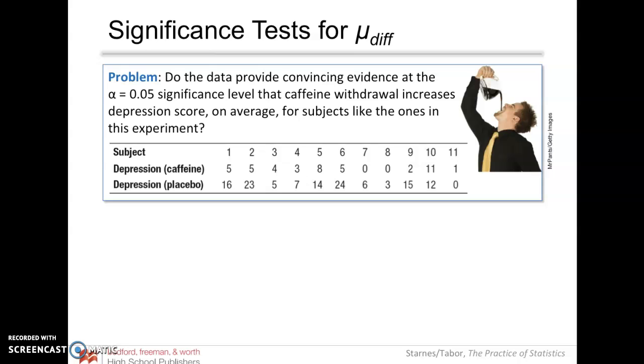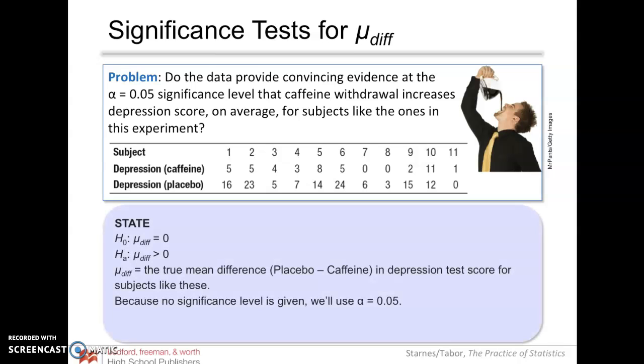So do the data provide convincing evidence that caffeine withdrawal increases depression score? We know we're doing a state, plan, do, conclude and running a hypothesis test. So we've got the direction in our alternative hypothesis. So we state the two hypotheses. We have in the null hypothesis, mu sub difference is equal to 0. In the alternative, it's greater than 0, where mu sub difference is equal to the true mean difference, placebo minus caffeine, in the depression test score for a subject like these.